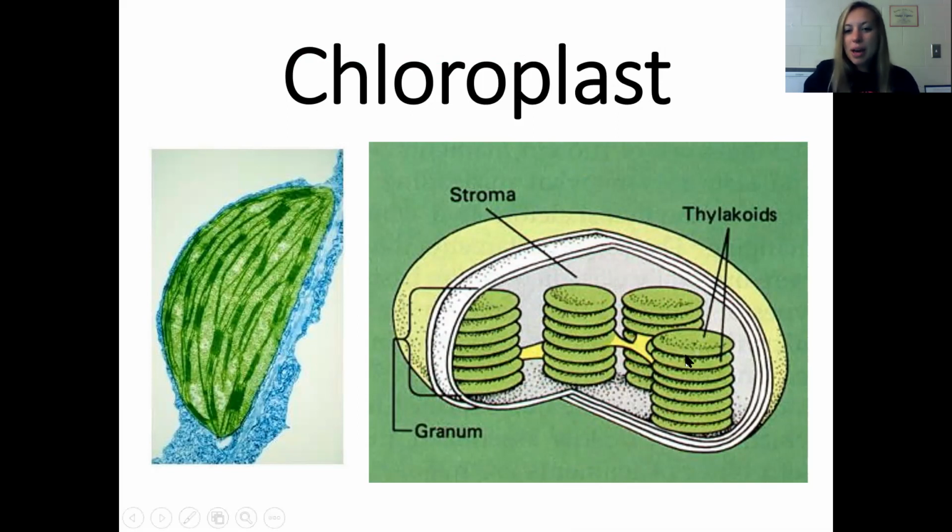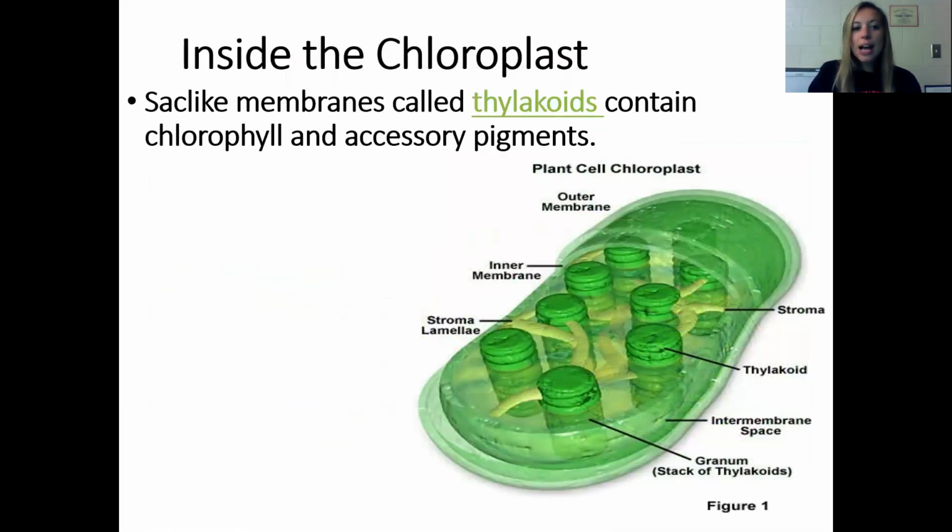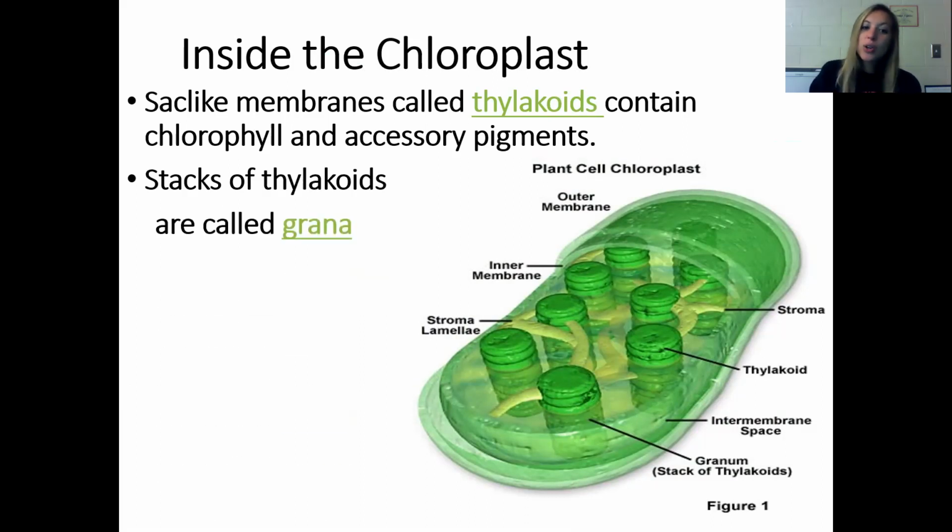But think about thylakoids. You have one, each individual one, and then the granum is the whole stack of these. Pretty cool. Inside the chloroplast, you have sac-like membranes called thylakoids. They contain chlorophyll and accessory pigments. So that individual little pancake contains chlorophyll and other pigments. You have stacks of thylakoids. Those are the grana or granum, and those are our stacks of thylakoids.